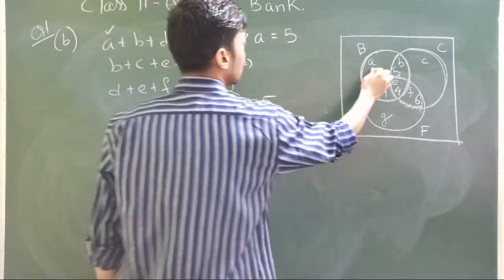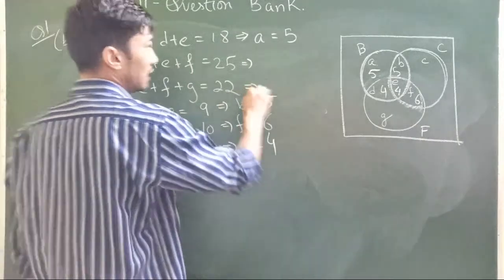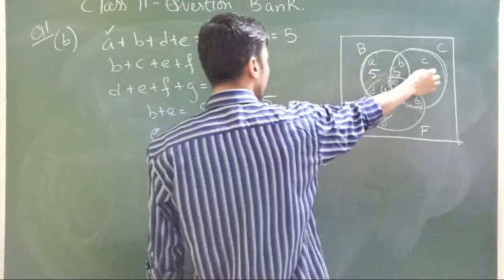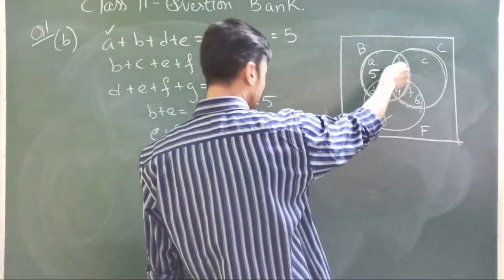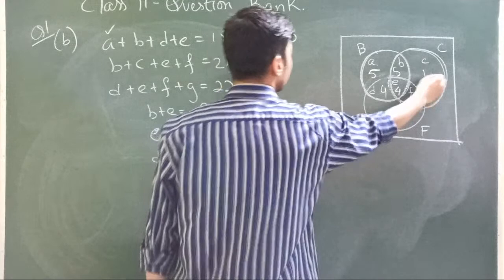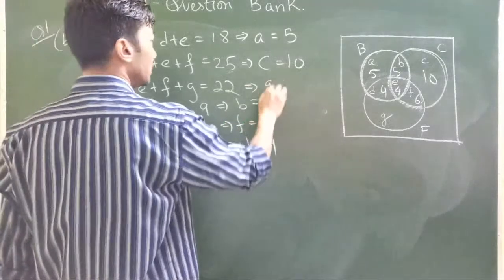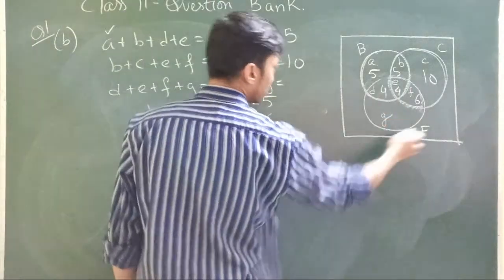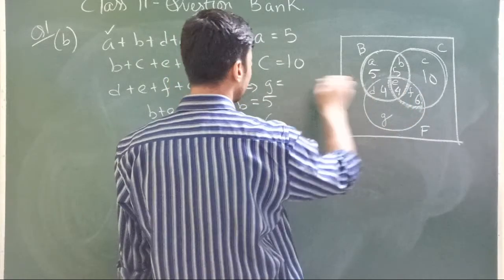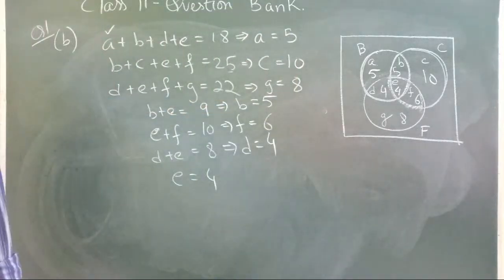From here again, this is already 5. And from here C. This total value was 25. So C will be 25 minus 6 plus 4, 10 plus 5, 15. So 25 minus 15, the value of C will be 10. I hope you're getting my point here. And from here we will get the value of G. This whole value was 22. So 22 minus 6 plus 4, 10 plus 14. So I think that's going to be 8. So the value of G, I believe, will be 8.